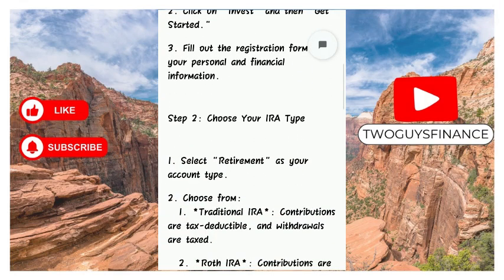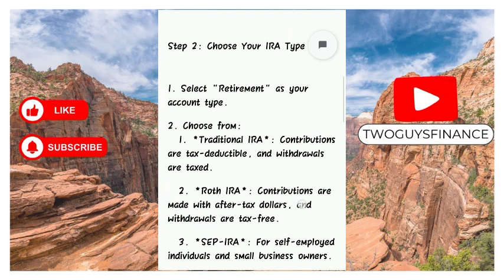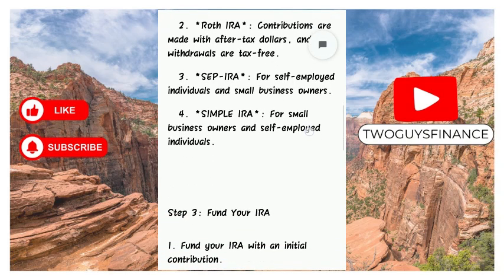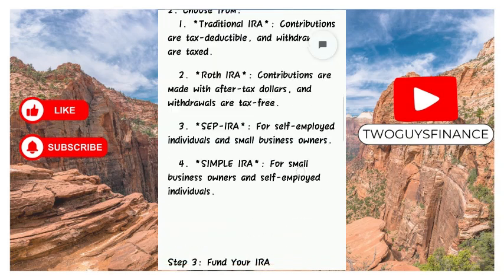And next is to choose your IRA type. So you got to select retirement as your account type, and then you can choose from a couple of options that you have: traditional IRA, Roth IRA, SEP IRA, and SIMPLE IRA. Now you can just choose whichever one suits your specific needs.